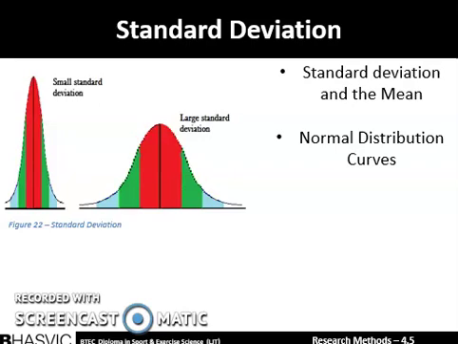However, if the curve looks like the curve labelled large standard deviation in figure 22, it means that the spread of the data is larger, so all of the different data points differ a large amount from the mean, meaning that the standard deviation will be a large amount, and also means that the mean value is less representative of the data set.